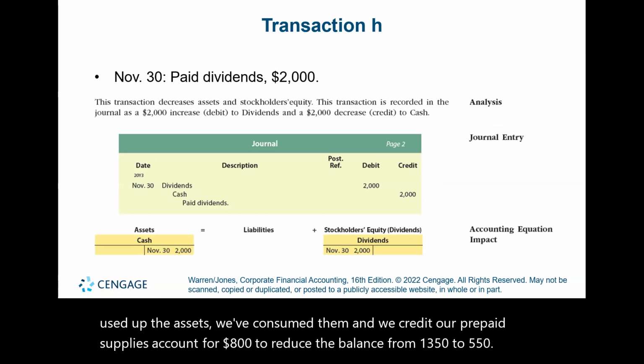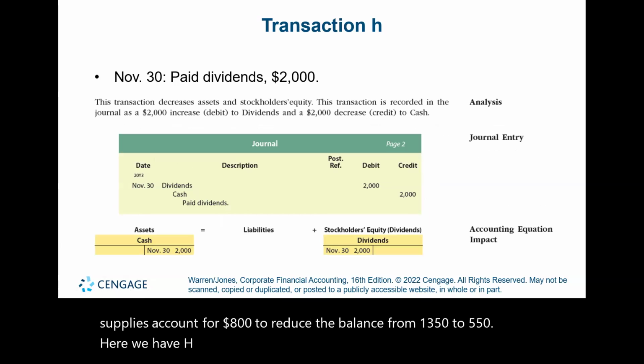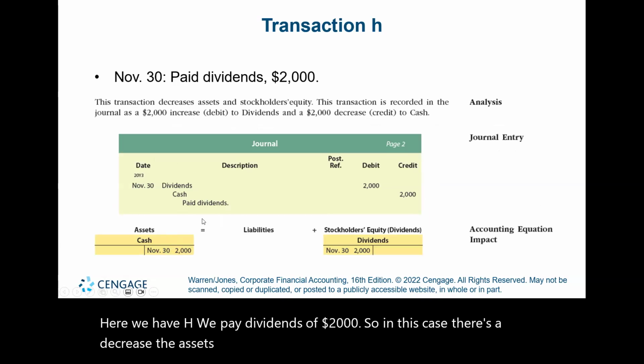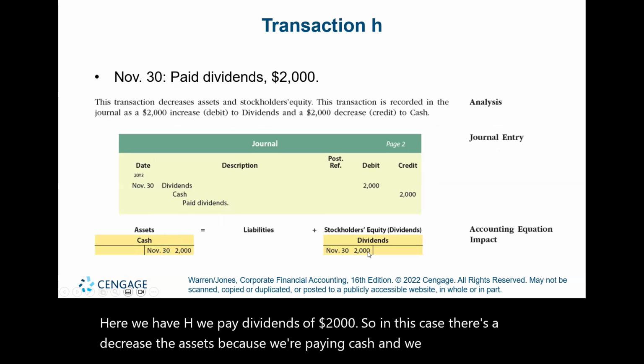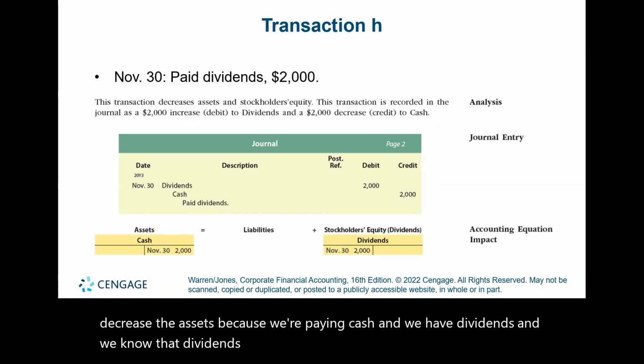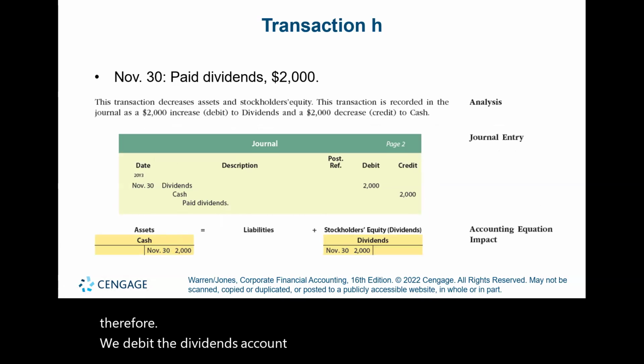Here we have H. We paid dividends of $2,000. So in this case, there's a decrease to assets because we're paying cash, and we have dividends, and we know that dividends represents a decrease to stockholders' equity. So therefore, we debit the dividends account for $2,000, and we credit our cash account for $2,000.